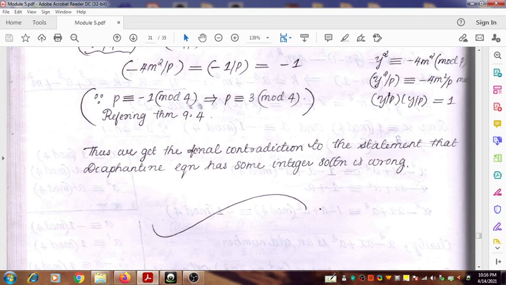Therefore, finally you have to conclude that whenever we assume that the given Diophantine equation has integer values x and y, we end up with a contradiction. So you have to say that the Diophantine equation doesn't have any integer solution. That is the end of the proof.